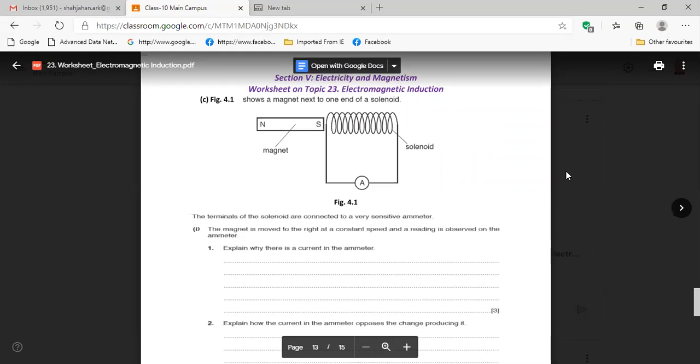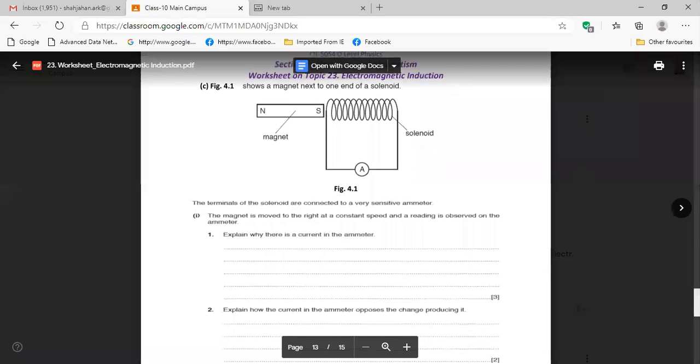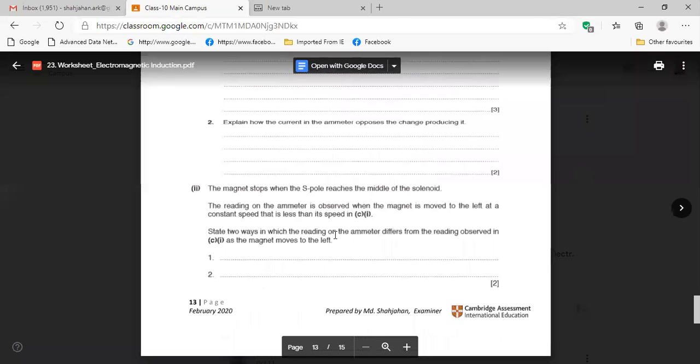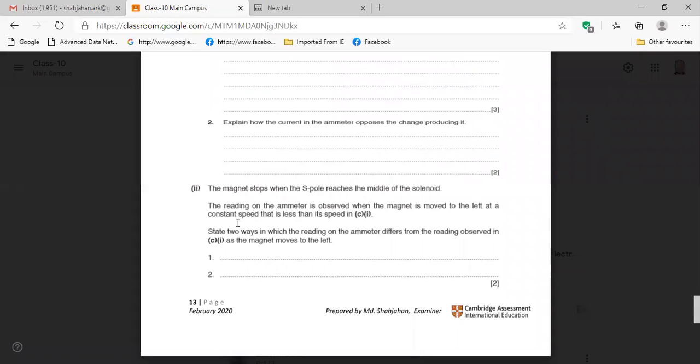Yes, correct. Then another idea. If it is slower, then what will happen? Reading will be less. Yes, ammeter reading will be less. Very good, so you know it. It's written here: less speed. Constant is less than its speed in C1. Is it clear now? So what will be the answer?